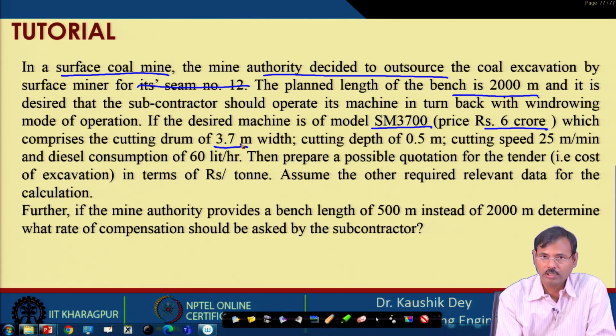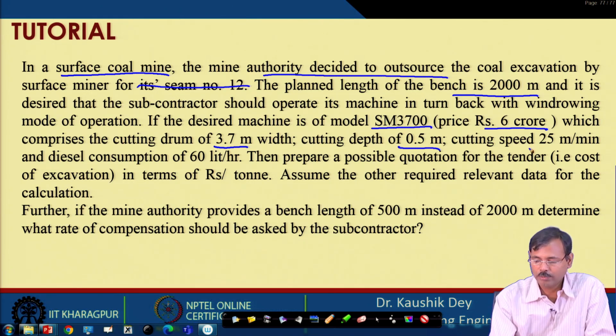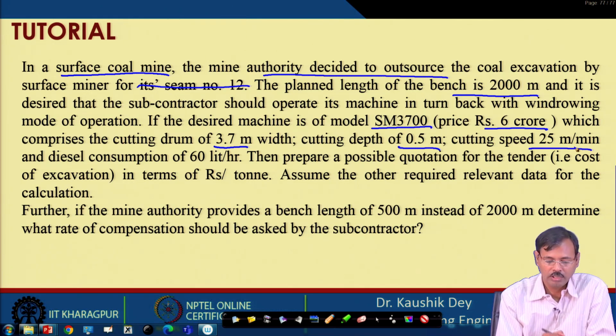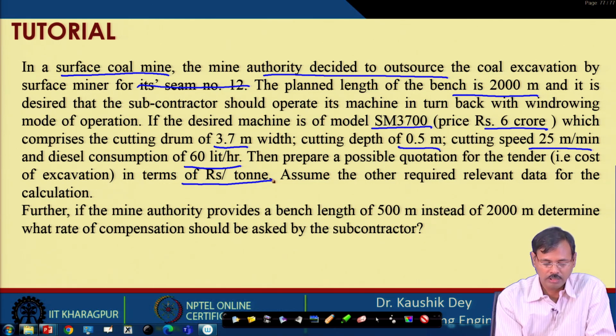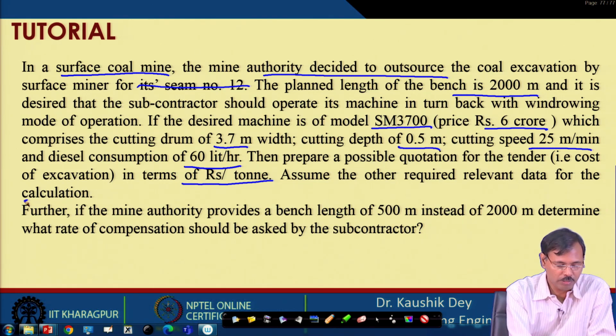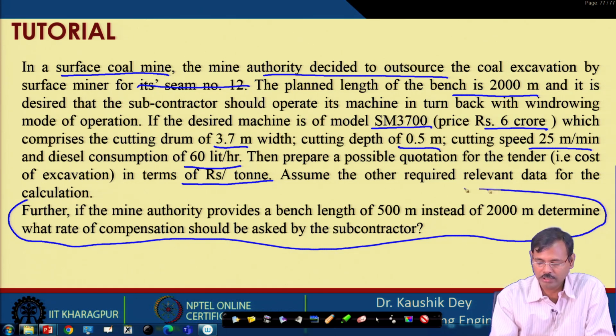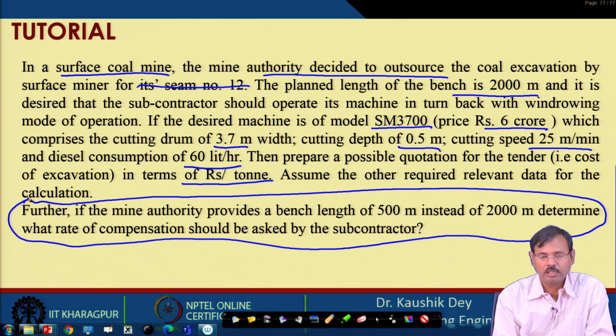Now you see the depth is given in meter directly, not in centimeter. So, you have to consider that in your production formula. Cutting speed is given as 25 meter per minute, diesel consumption is given at 60 liter per hour, and the subcontractor has to give the tender price in this. Further, the problem is extended, which I will not solve at this place, but it is the duty of the participants to do it back at home.